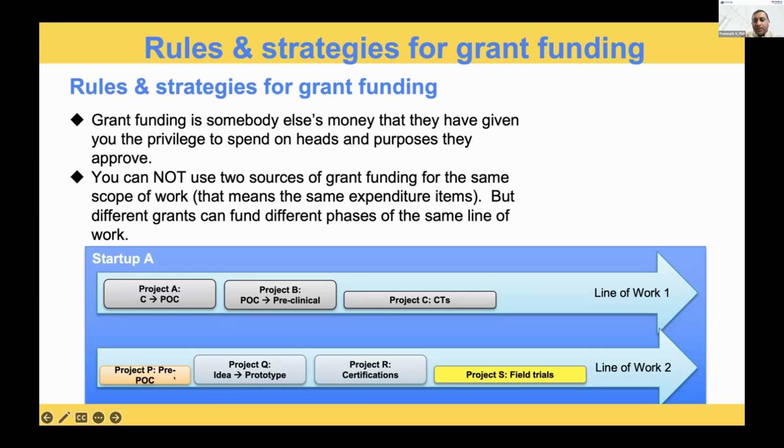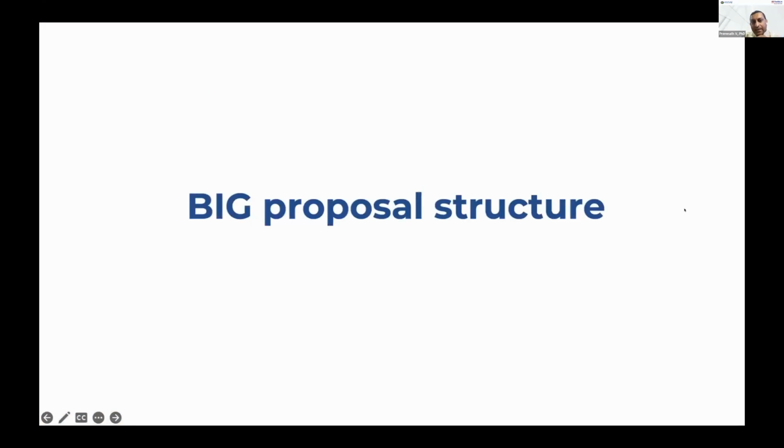Here's another example below, where, say, in another line of work, you have another sequence of things where you go from proof of concept to idea to prototype, and then certifications and field trials. And you might choose to do BIG in the beginning, right here, and then follow it up with SBRI or BIVP and so on and so forth, along with investor funds to take it ahead. Okay, so this is it, I think, for that.